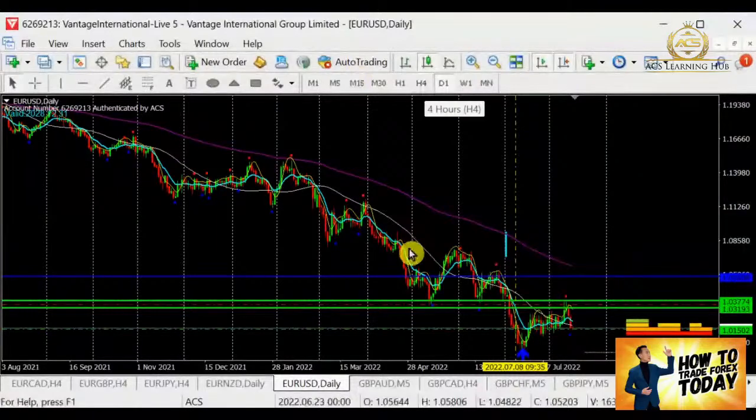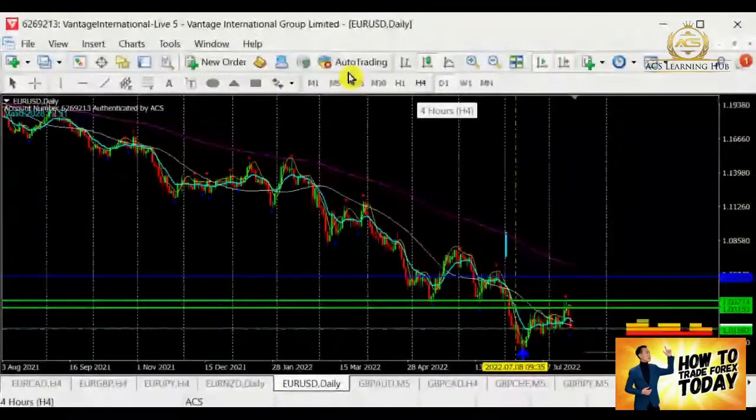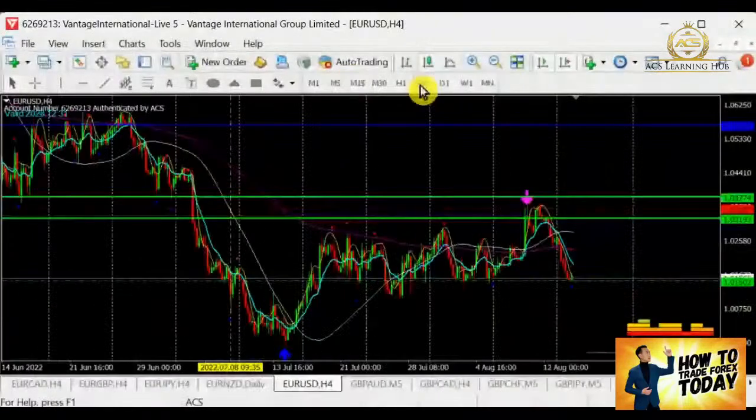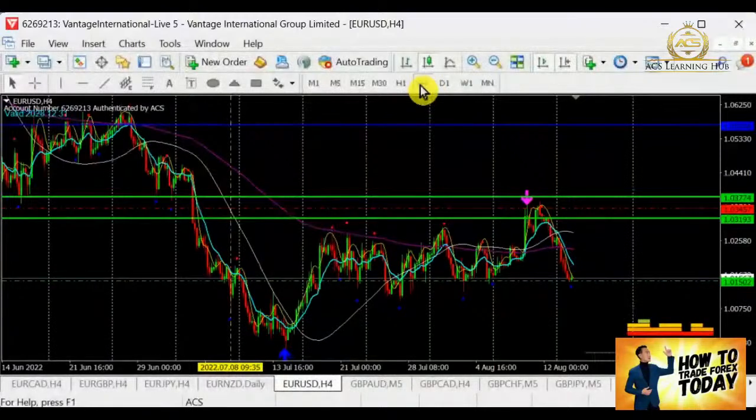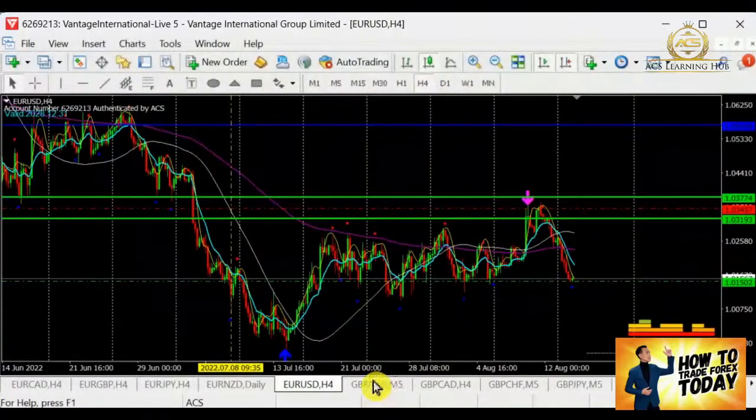Okay, it's getting into the bull zone. So I wouldn't want to trade against the trend until it fully comes into the bear, then I will flow with the trend. But we can still take note because it's still a pullback here.